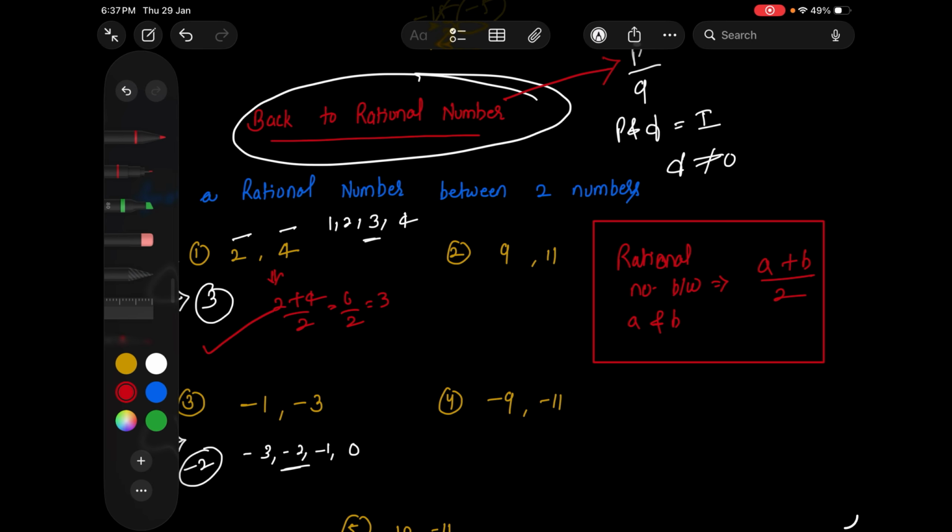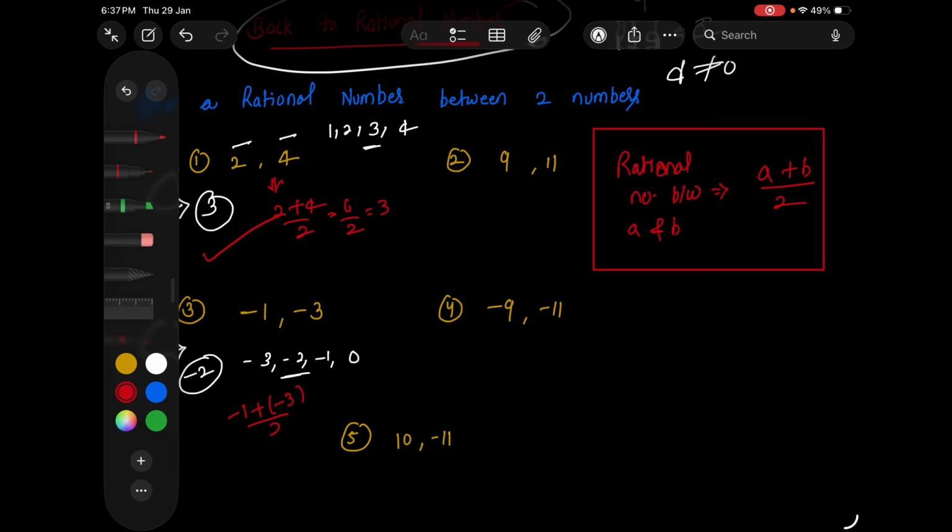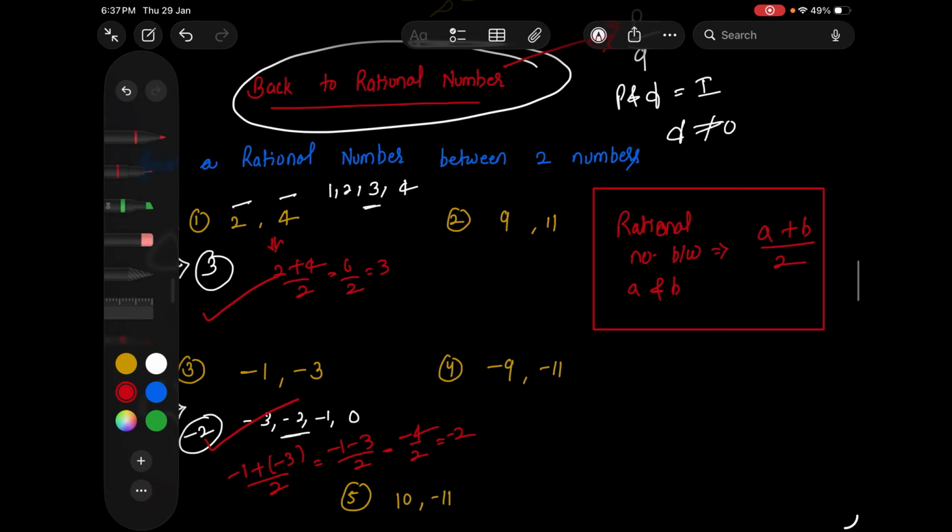Correct? Let's solve this: minus 1 plus minus 3 divided by 2, that is minus 4 divided by 2, that is minus 2. It is also correct. So using this formula, you guys solve this problem. You have 10 seconds to solve this question.